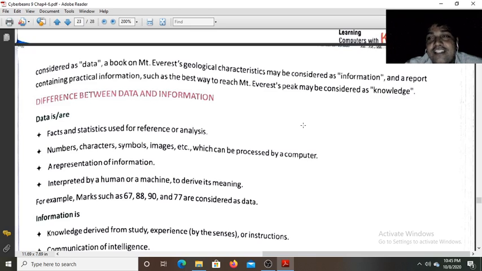All of these are considered as information. A report containing practical information, such as the best way to reach the Mount Everest peak, that is the report. How one can reach the Mount Everest peak may be considered as knowledge. So after going through all the data and information, a person acquires some knowledge. That is why the computer processes the raw data and converts it into information, and after information it derives some knowledge with the help of programs.